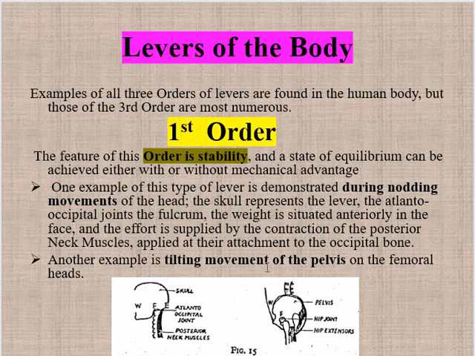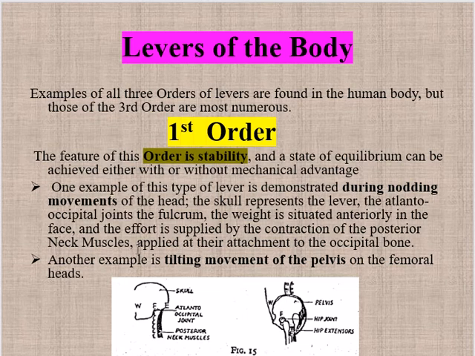The skull represents the lever, and the atlanto-occipital joint is the fulcrum. Weight is situated anteriorly in the face, and effort is supplied by the contraction of the posterior neck muscles applied at their attachment to the occipital bone. So as you are seeing here, the fulcrum is between effort and weight, and so we can say a state of equilibrium is achieved.